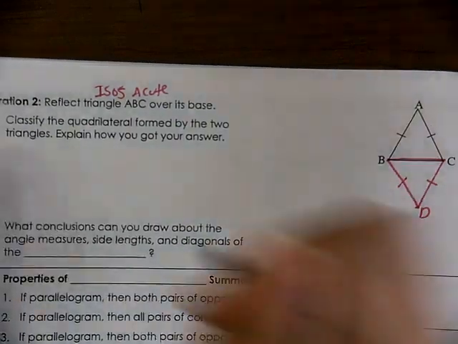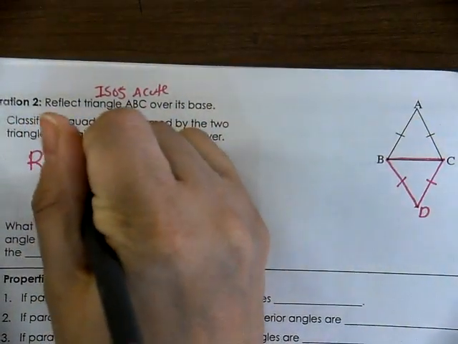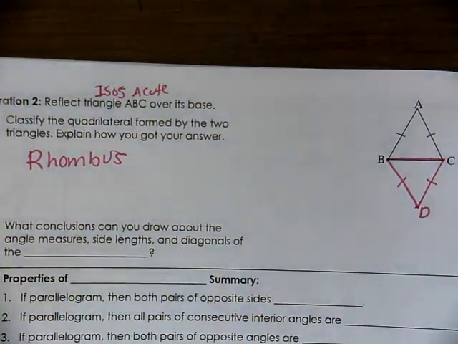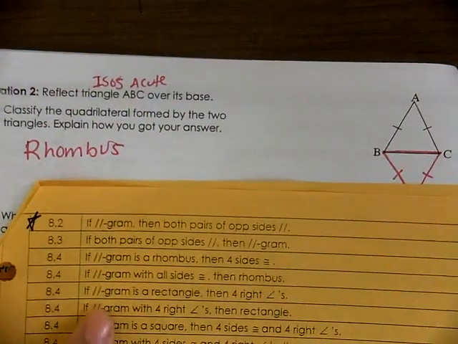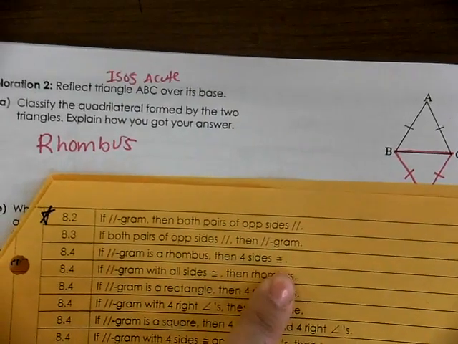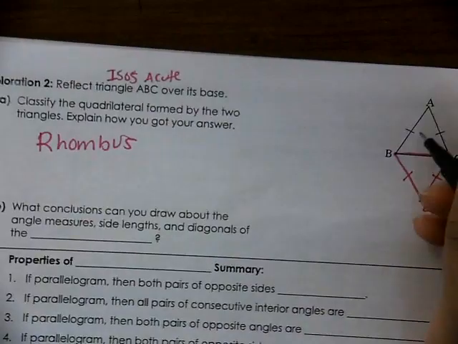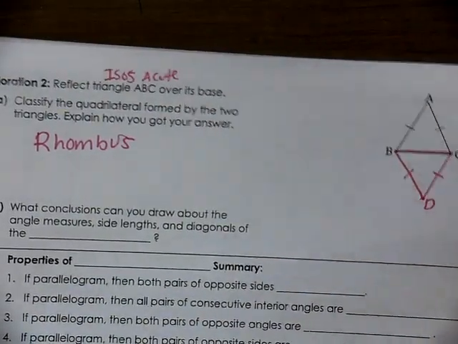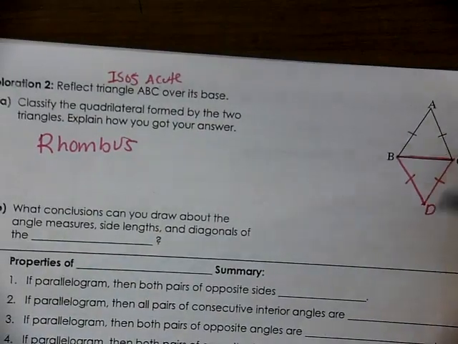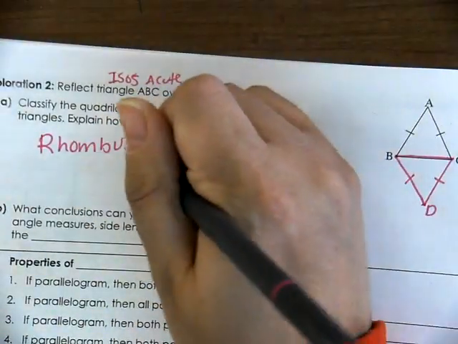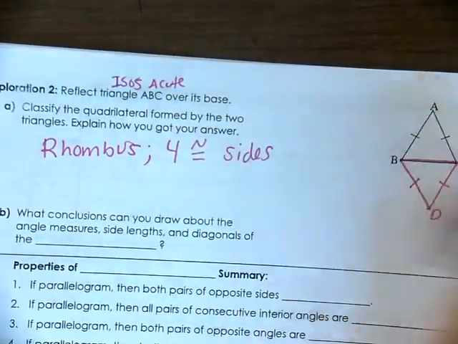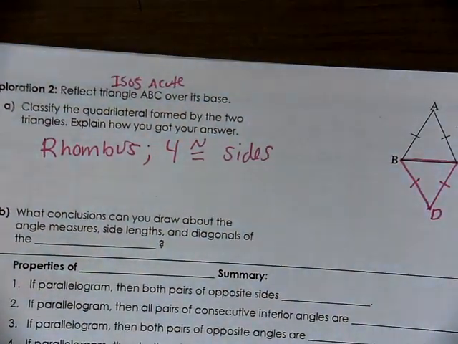Let's see where this rhombus comes from. Remember the definition that we saw back on Tuesday, right in this top part here: if parallelogram is a rhombus, then 4 sides congruent. And that's exactly what we just saw here. 4 sides are congruent because when you do a reflection, it's an isometry, so all the side lengths stay the same. So this is a rhombus because you have 4 congruent sides. That's how we got to our answer.